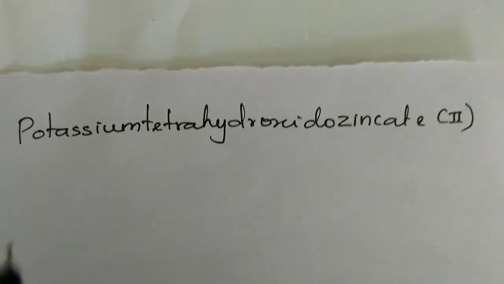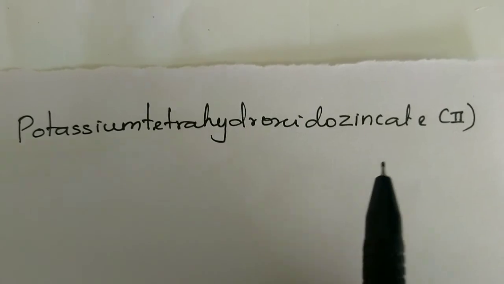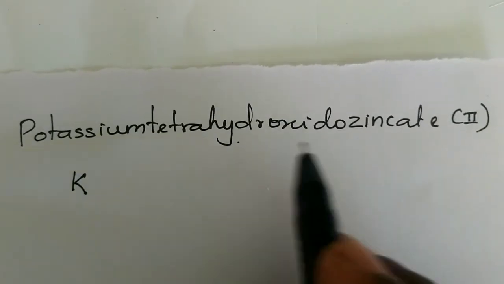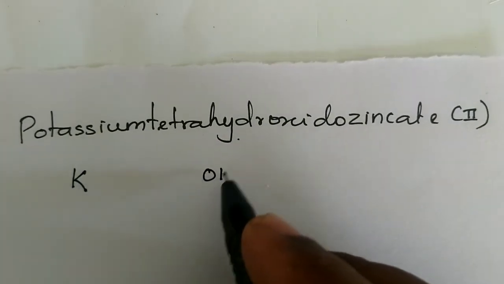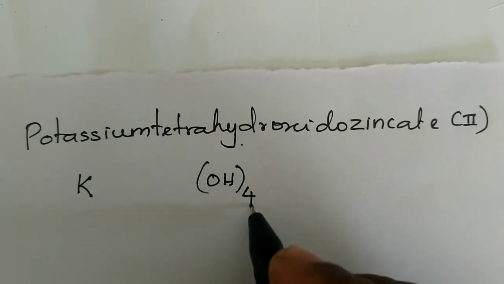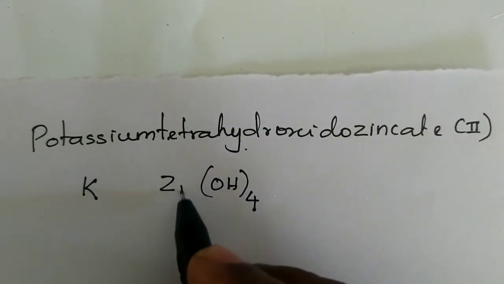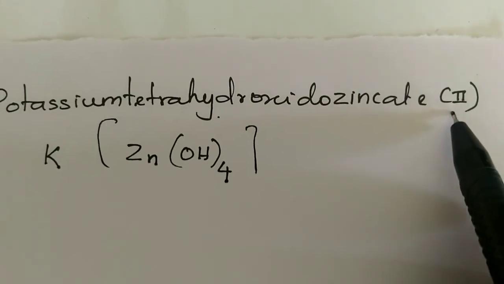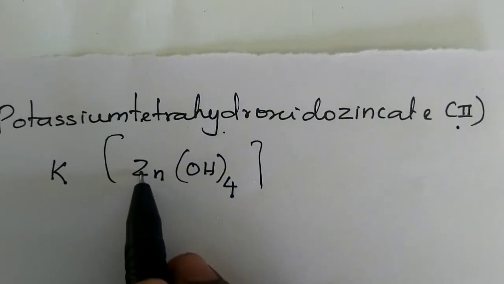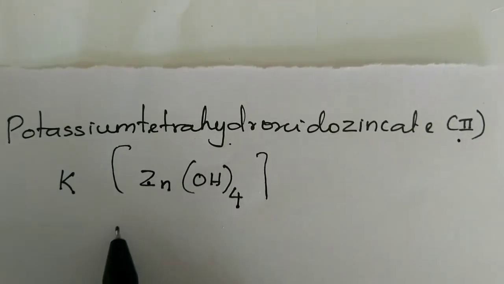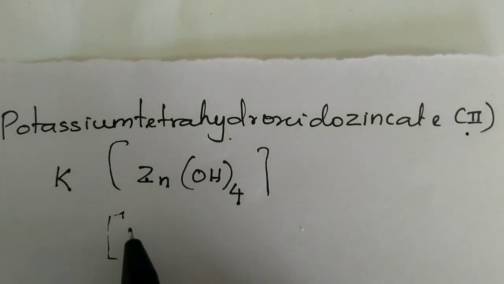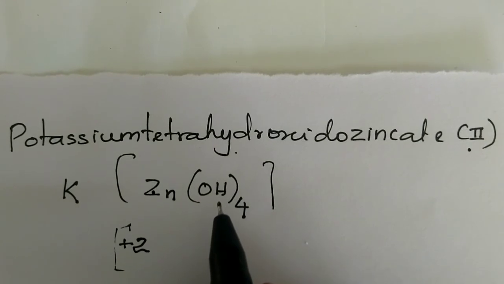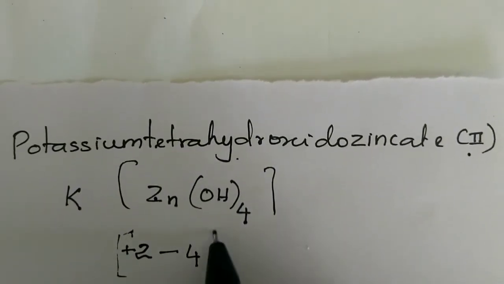For that, what we have to do: potassium tetrahydroxidozincate. So potassium is given, so we can write potassium. Hydroxido means OH. Tetra, that is 4 times. Now zincate, that means zinc is the central metal atom. This is the outline. Now the charge is given as 2. For the zinc, 2 has to come. Inside the square bracket, zinc is given +2. OH, we know -1 is the charge, 4 times, so -4. This is the charge inside.